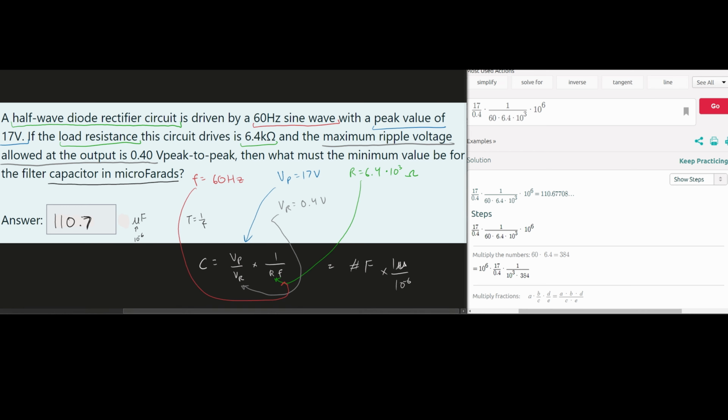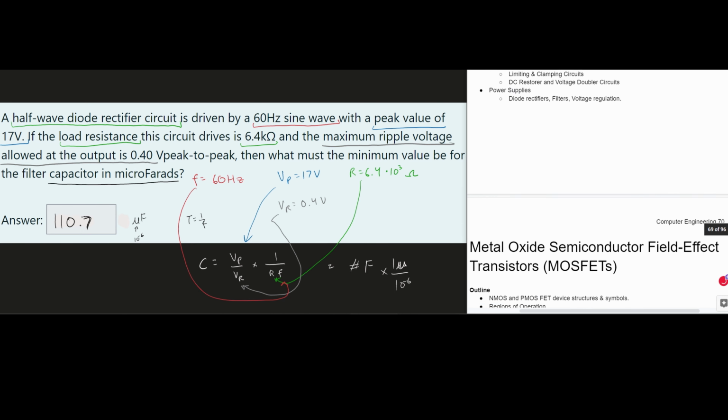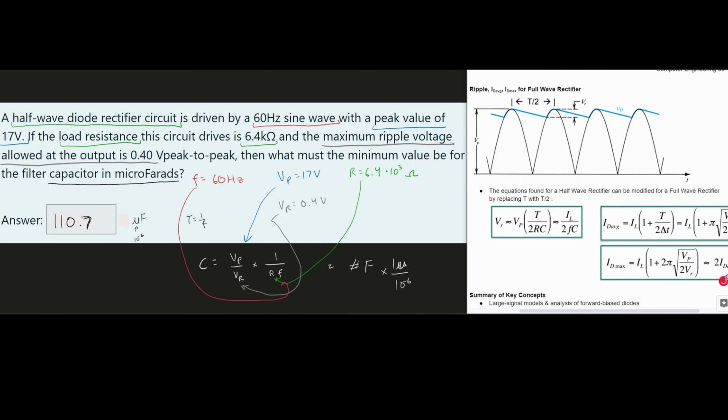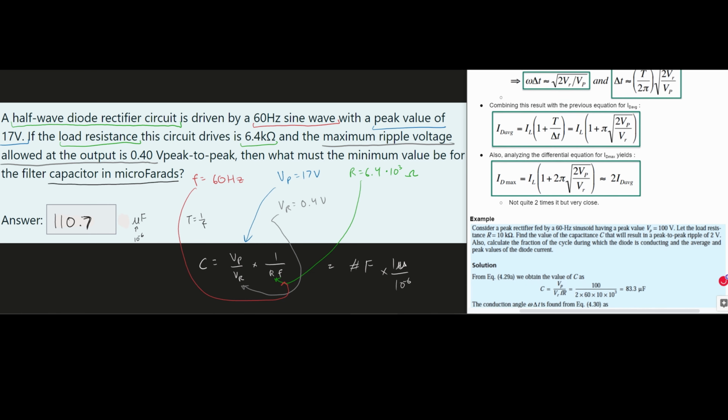If you have full wave, again, the notes are just a little bit lower, and we have equations right here for the full wave. And if we had different values, we would just substitute them in and solve for it in a calculator.